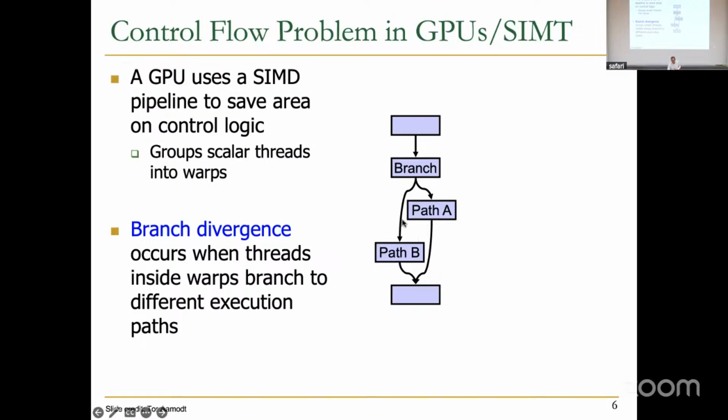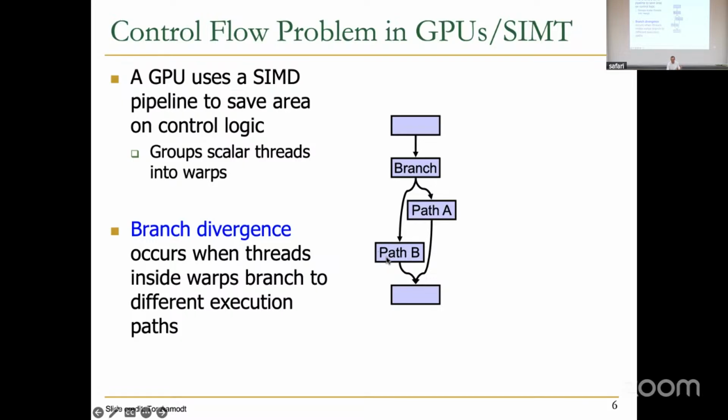Basically, whichever threads should go and execute path A, the bit vector that's associated with the warp is set to 1 for those threads. For all of the other threads that are not supposed to execute on path A, the bit vector is set to 0. So you actually take the warp over there, execute all the threads, but ignore the results for those threads for which the mask is set to 0.